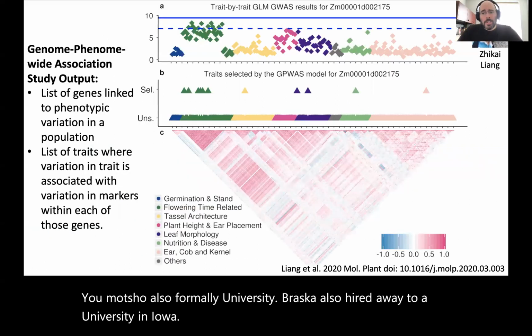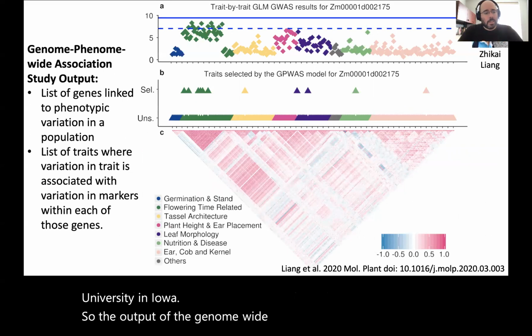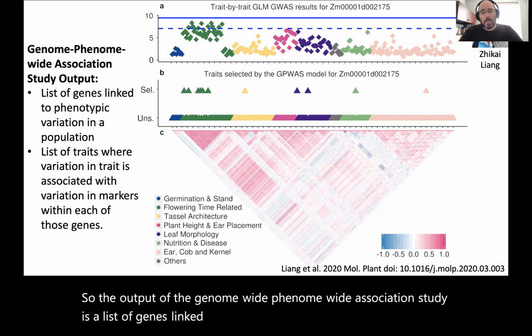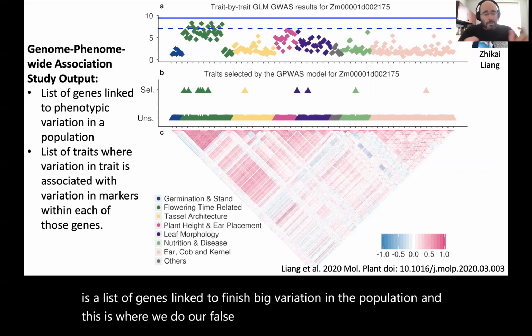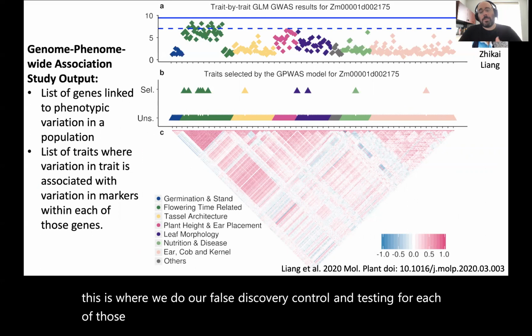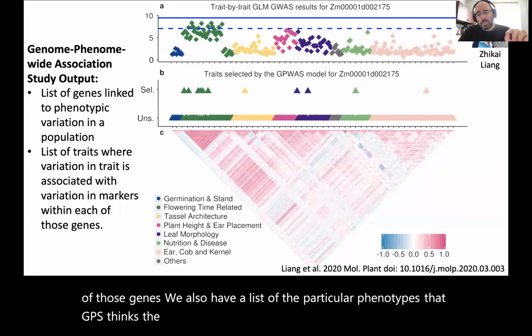So the output of the genome-wide phenome-wide association study is a list of genes linked to phenotypic variation in the population. And this is where we do our false discovery control and testing. For each of those genes, we also have a list of the particular phenotypes that GPWAS thinks the gene is linked with, although this is not rigorously controlled for false discovery.